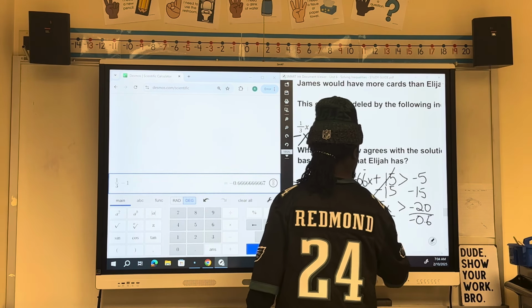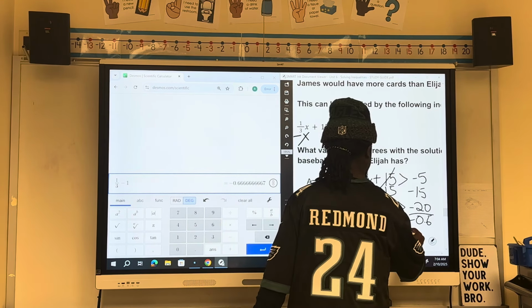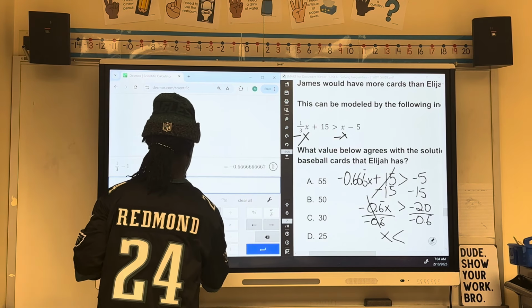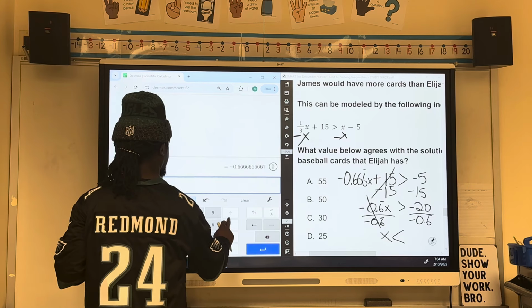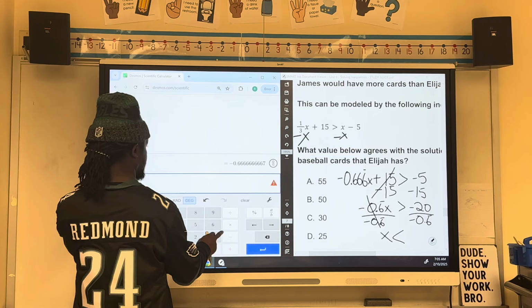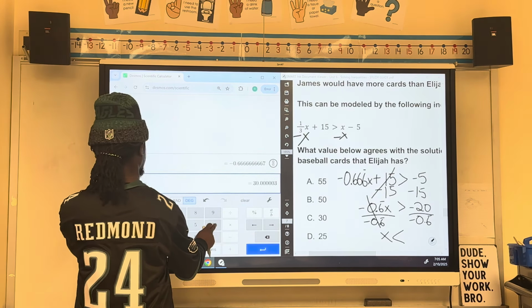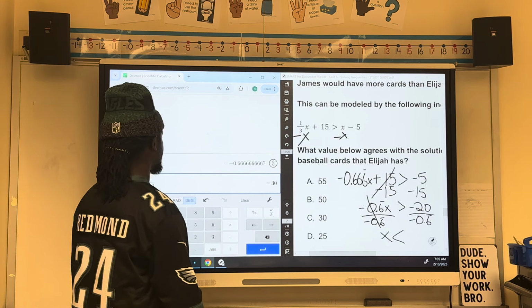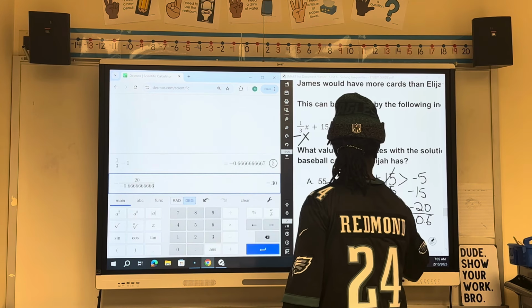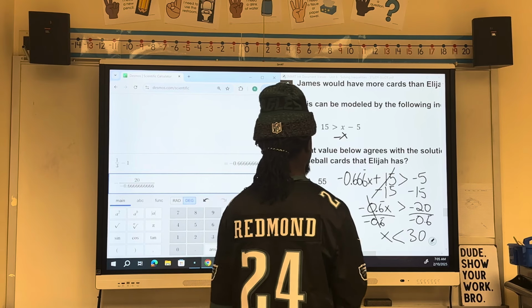Those are going to cancel. Again, I'm dividing by a negative, so I got to flip that sign. And so that's -20 divided by negative 0.666 repeating. Okay, if I keep repeating, that's gonna give me 30, all right? So my answer is x is less than 30, all right?